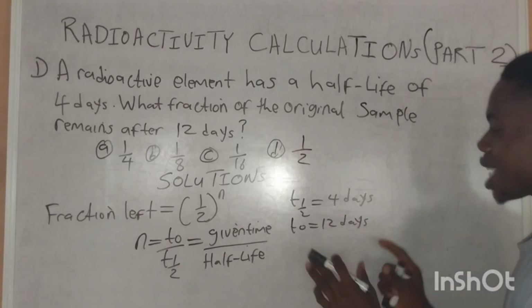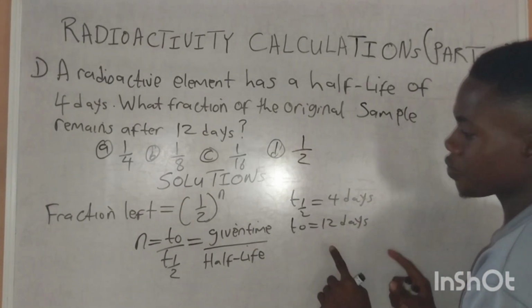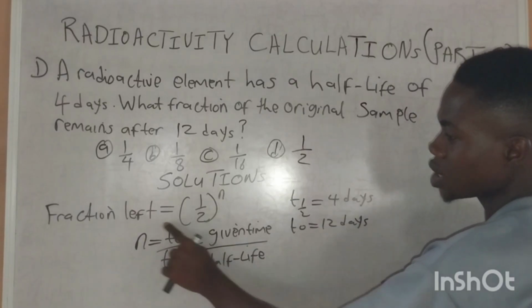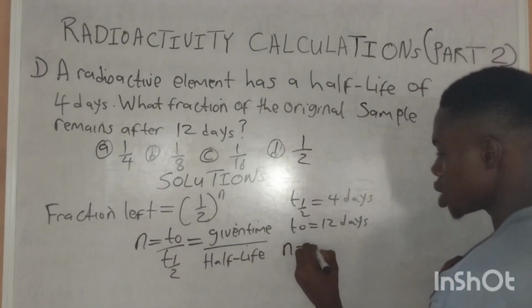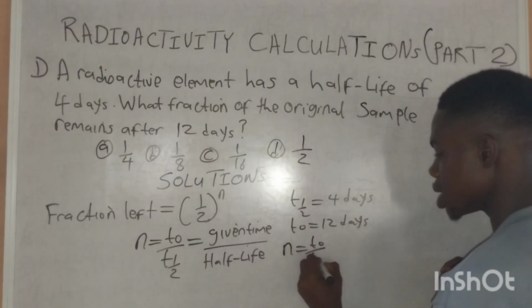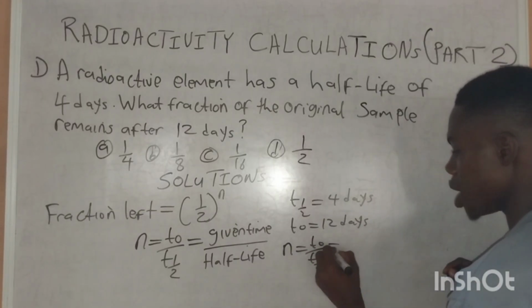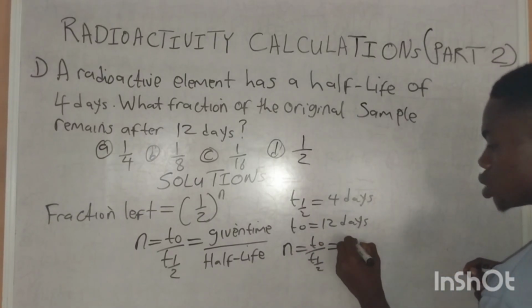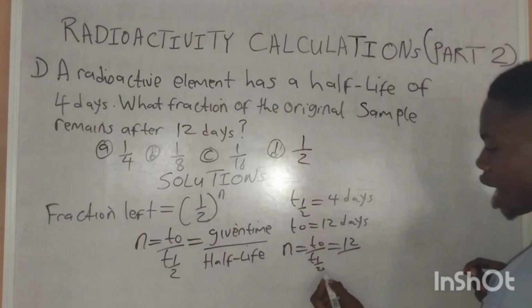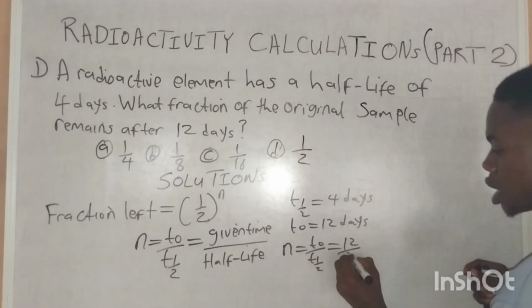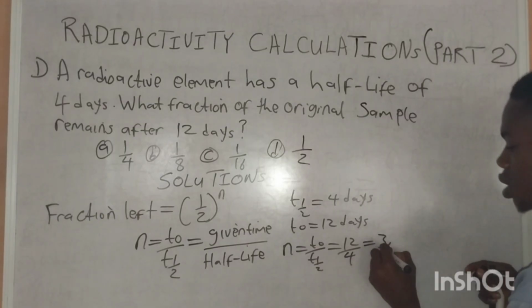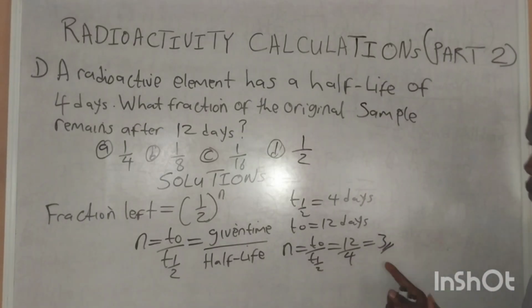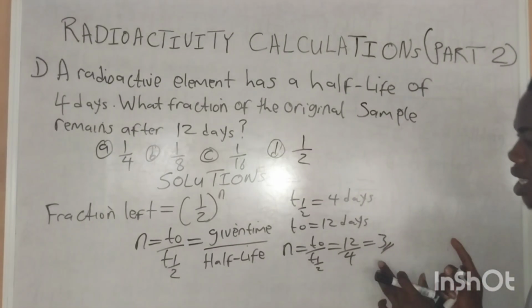Now having brought out this, we need to calculate our n first before calculating the fraction left. So n is equal to t naught over t half, which happens to be the half-life. So t naught is 12 over our t half, which is 4. So 12 divided by 4 is 3. So our n happens to be 3.